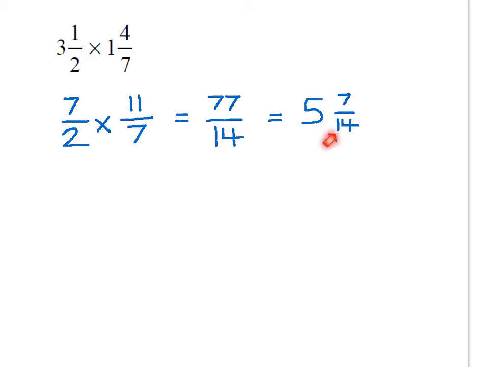Now, it's still possible to simplify this fraction here, and if you do that, you go down to 5.5. And that's all done.